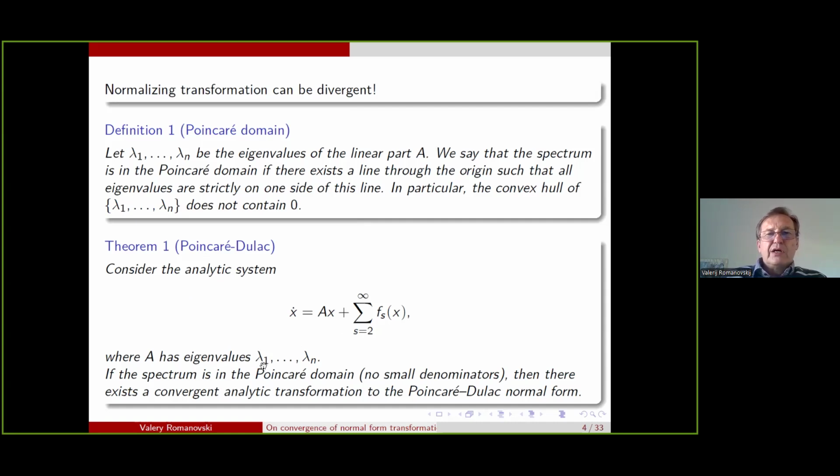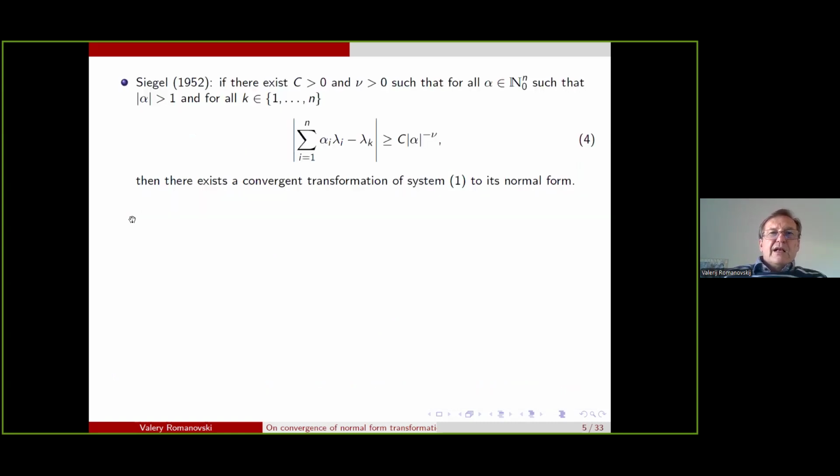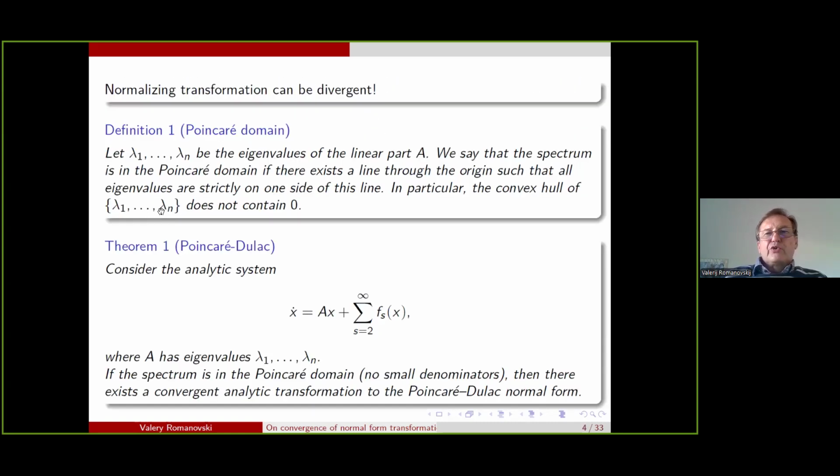Consider our analytic system with eigenvalues of matrix A lambda 1, ..., lambda n. So if the spectrum is in the Poincare domain, which means that we do not have so-called small denominators, then there exists a convergent analytic transformation to the Poincare-Dulac normal form. So it's one condition. One condition is Poincare's, that this convex hull does not contain 0.